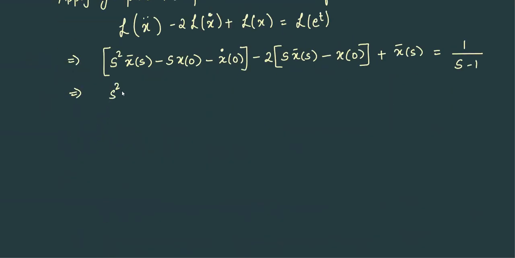So we get s^2 x bar of s minus s into 2, since x of 0 is 2, and x dot is -1, so minus of -1 becomes plus 1. Minus 2 times (s x bar of s minus x of 0, which is 2).